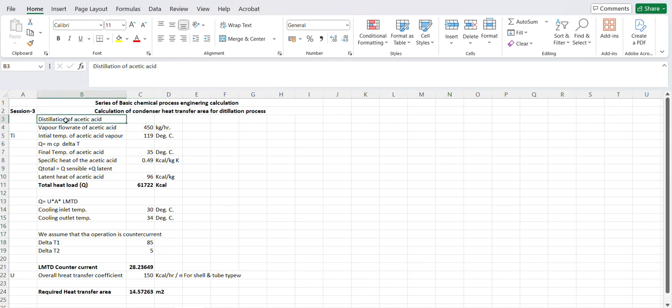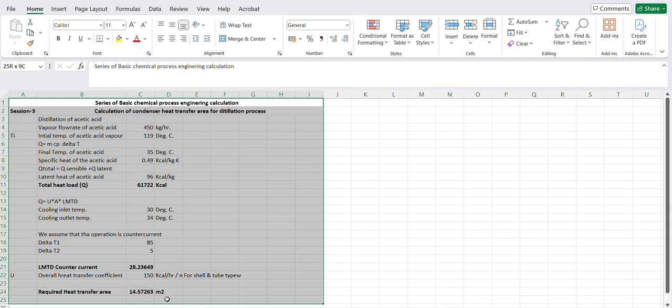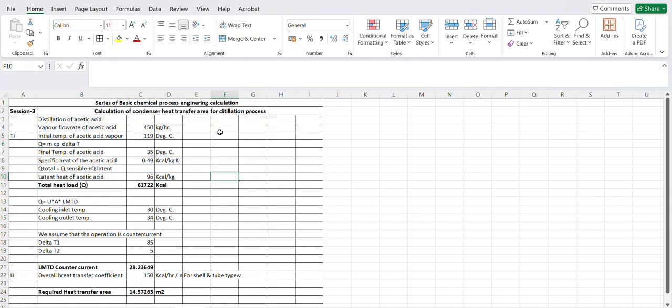You can just change the parameters, whichever. Here we have considered acetic acid. You can check that calculation with different solvents like xylene, toluene, or whatever solvent recovery setup you have. I hope you have got the idea about how to calculate the heat transfer area requirement based on the vapor flow rate and all these things.